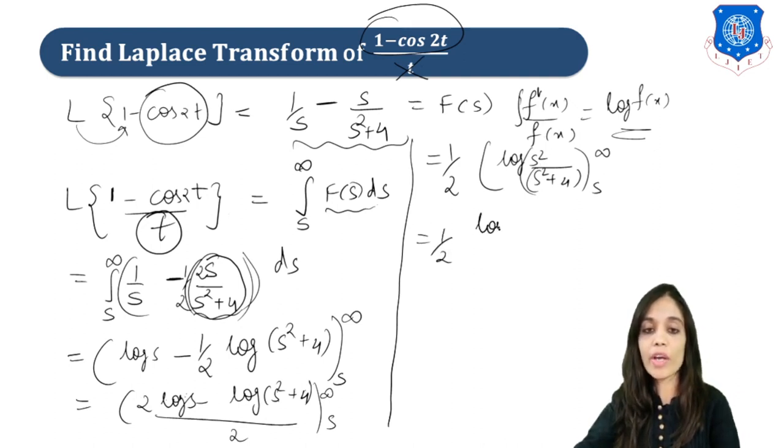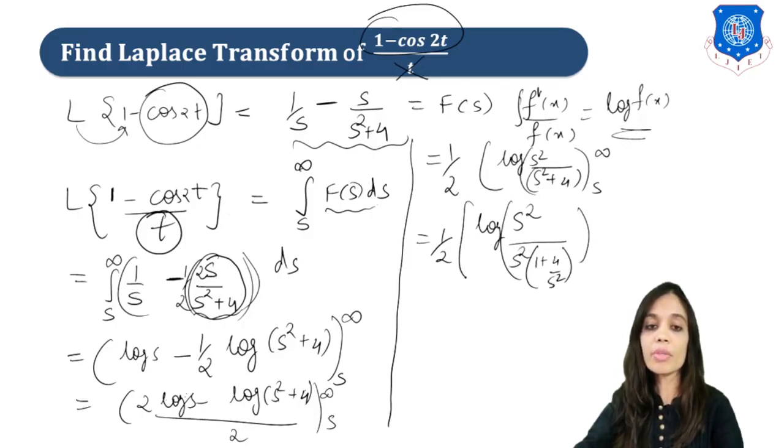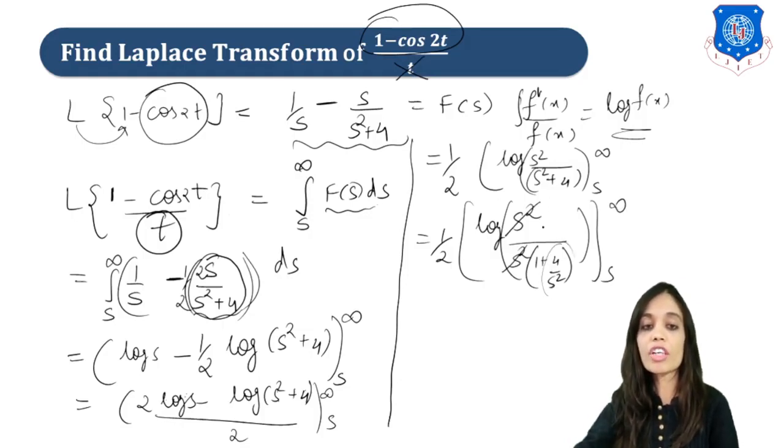Take out s square firstly common from the numerator and denominator. So here it is s square only, take out here common s square, so it will be 1 plus 4 upon s square, right? And the limits are s to infinity. Now this will get cancelled out. Now if you put infinity, this will become 0, right? And finally what will remain?